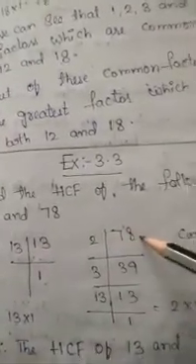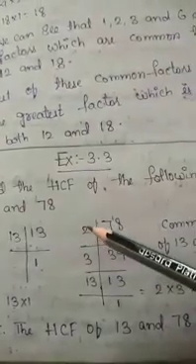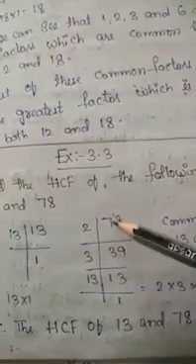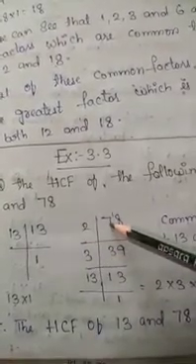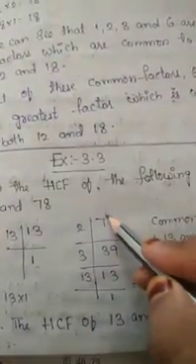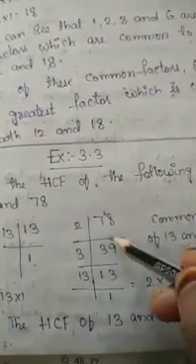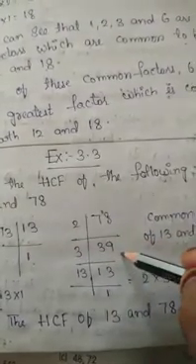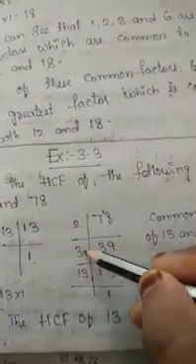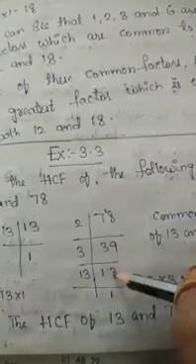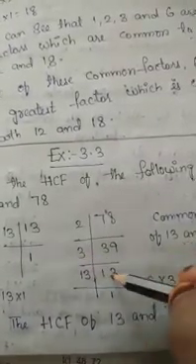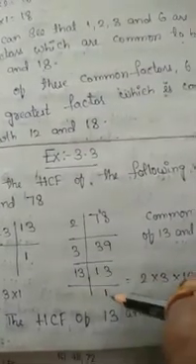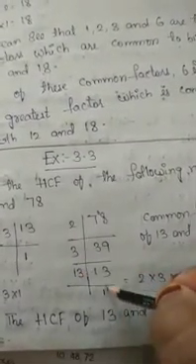Next, 78. Firstly we'll take 2 here. 2 3s are 6, because 7 will not come. Here 1 is left, so we write it beside 8, and now this becomes 18. 2 9s are 18. Next, 3. 3 ones are 3, 3 threes are 9. Next, 13. 13 ones are 13.